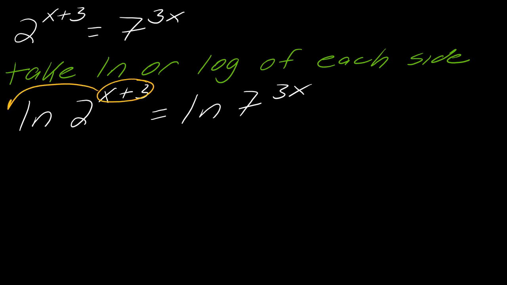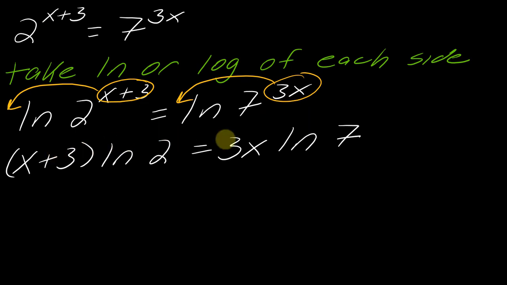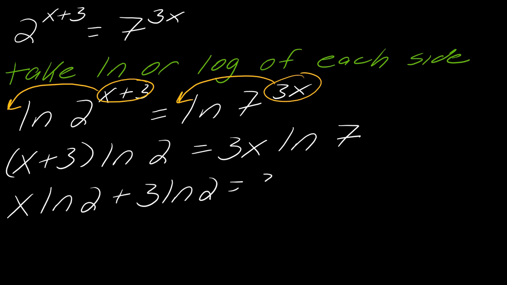Well, then I can use properties of logarithms to rewrite this, right? So this becomes x plus 3, put parentheses around that, by the way, times the natural log of 2 equals 3x times the natural log of 7. So the whole idea here was that I wanted to solve for x, and now I've gotten rid of x in the exponents, and now this is almost like an algebra equation. So the next thing that I want to do is distribute this side out. So I have x natural log of 2 plus 3 natural log of 2 equals 3x natural log of 7.